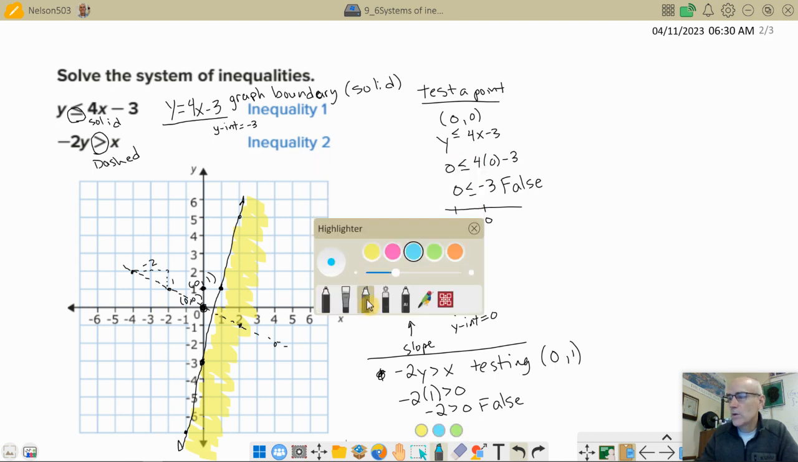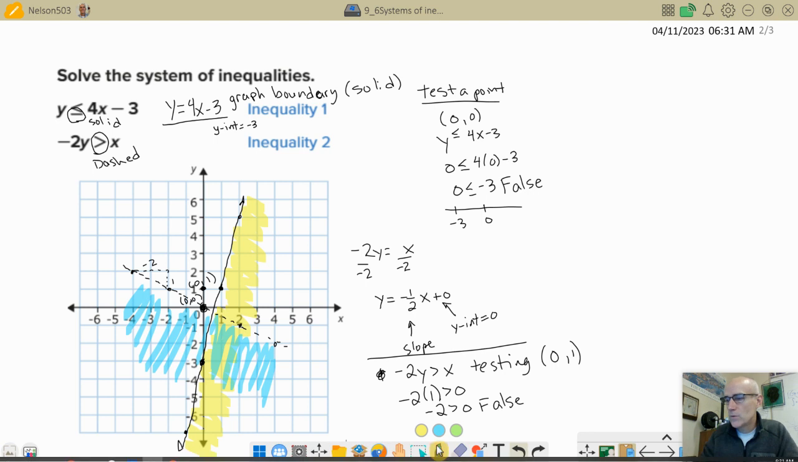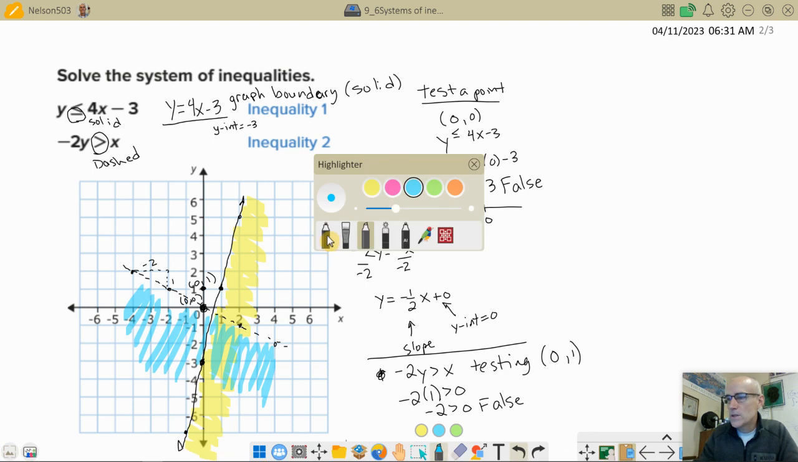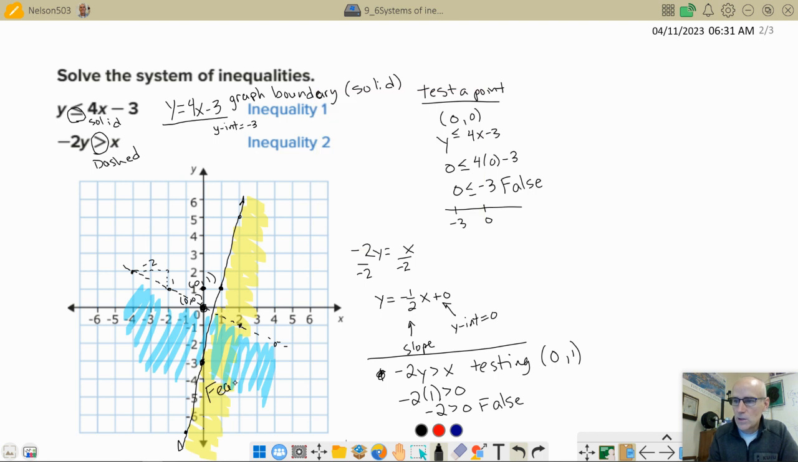And so here we go. I'm going to shade down in this direction. I'm not sure if this is going to show up as green down here like it did in their example. No, it goes right over the top of the yellow. But where we've got yellow and blue, this is my feasible region. So let's label that very clearly as our feasible region right down here.